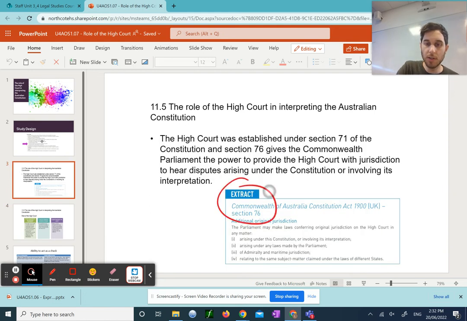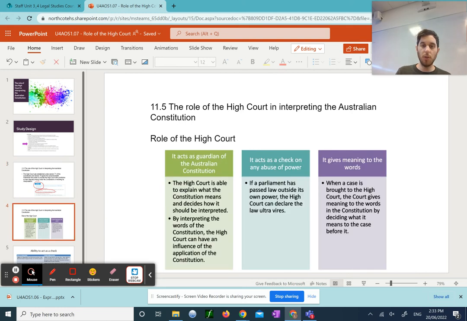We can see here Section 76 created the High Court and gave it the power to interpret any disputes arising under the Constitution or involving its interpretation. So the Constitution created the High Court and let it interpret disputes about what the Constitution means. And so the role of the High Court, in terms of acting as a check on Parliament, it does this in a couple of ways.